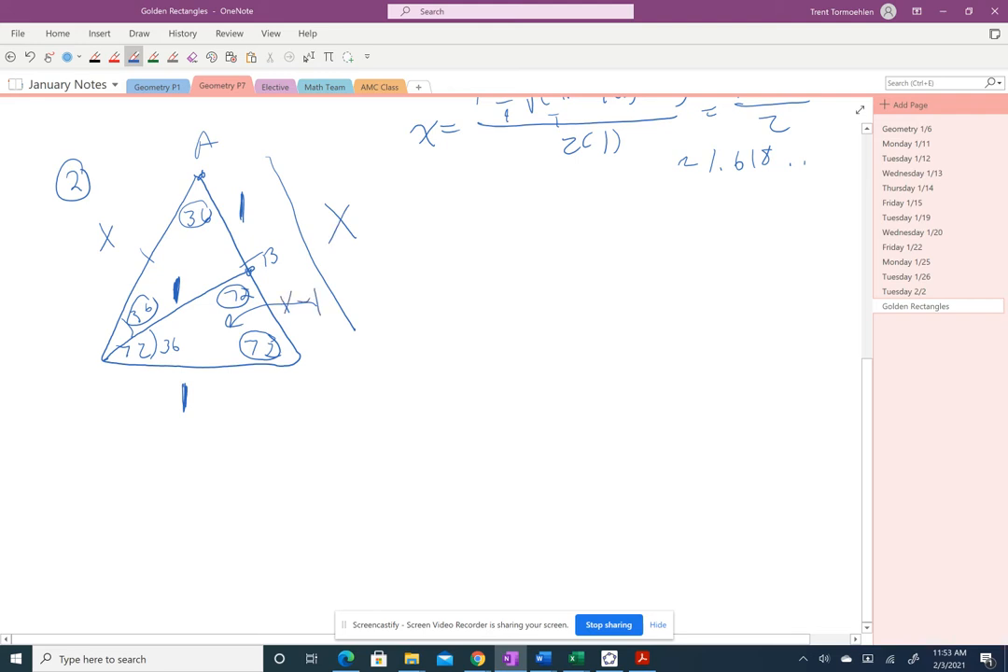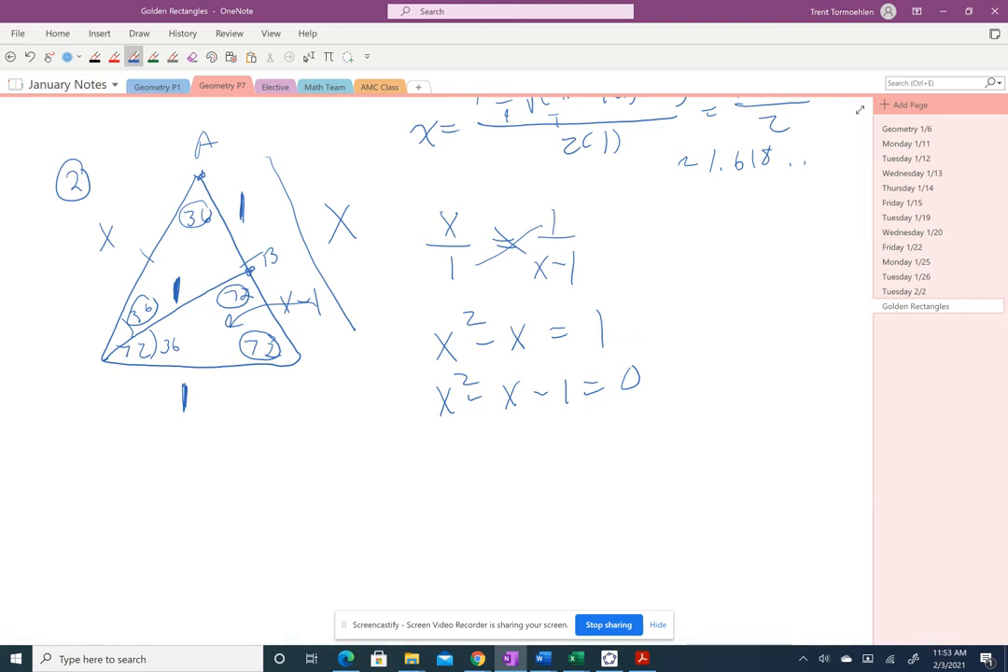So we can say, okay, these are similar triangles because their angles are the same. So we can do one of the legs to the base. So x over 1 is equal to 1 over x minus 1. And that just gives us the exact same quadratic when we cross multiply, the exact same quadratic we got when we were looking at the golden rectangle. So you can think about this almost like a golden isosceles triangle. If I were to solve that, I would get that same 1 plus the square root of 5 over 2.